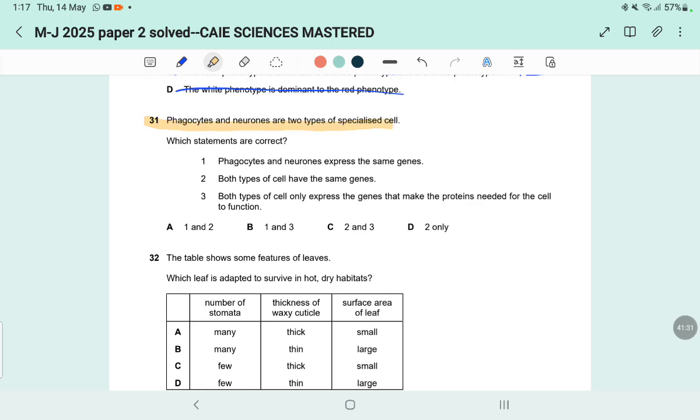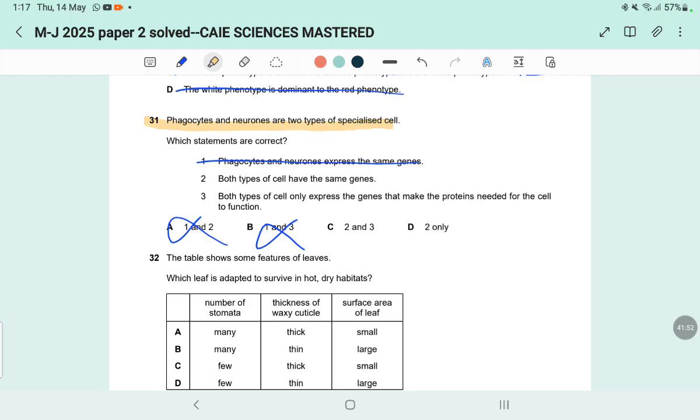Phagocytes and neurons are two types of specialized cells. Phagocytes and neurons express the same genes. Well, I'm gonna say no, because basically neurons are in the nervous system, phagocytes are in the immune system, so it's impossible for them to share and express the same genes. So one is incorrect. Just cross A, cross B.